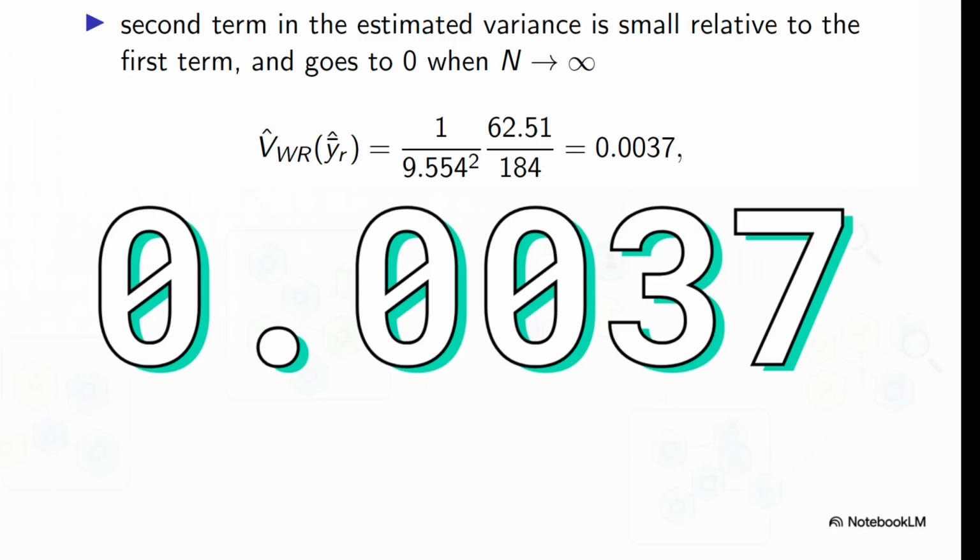Okay, time to crunch the numbers. We're going to use that simplified with-replacement formula we talked about, the one that software often uses. The formula is basically s squared r divided by n times m bar squared. So we plug in our numbers: 62.51 divided by the quantity 184 times 9.554 squared, and that gives us an estimated variance of 0.0037. If we take the square root of that to get our standard error, we're looking at about 0.061.